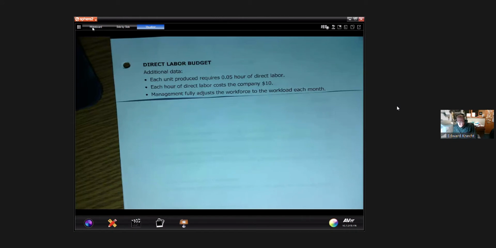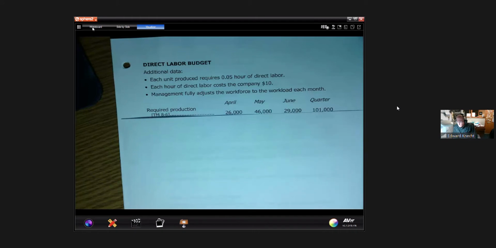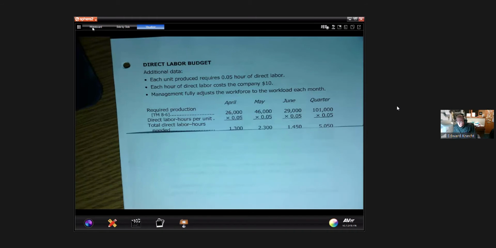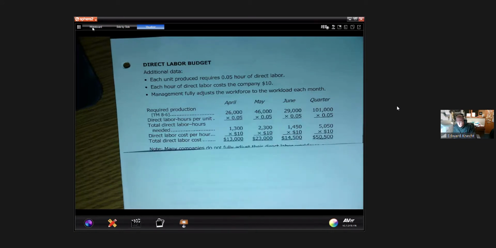So, okay, let's see. Management fully adjusts the workforce to the workload each month. So here we go. Required production. We need 26,000 in April, 46,000 May, 29,000 June, and 101,000 for the quarter. Direct labor hours per unit, 0.05. So you multiply that, you get the total direct labor hours needed for each month. And for the quarter, the cost is at $10, so you can determine the direct labor costs.